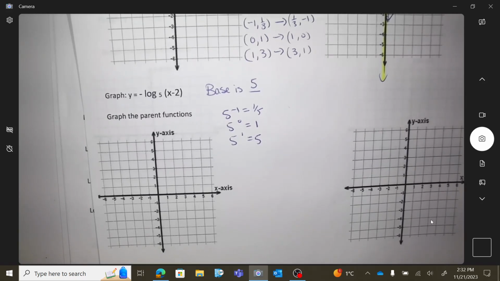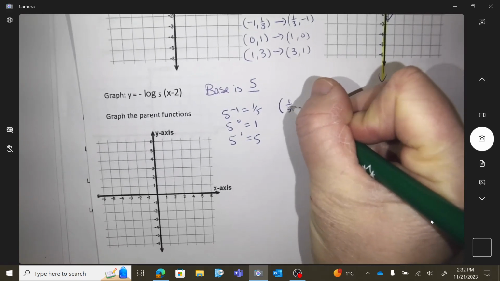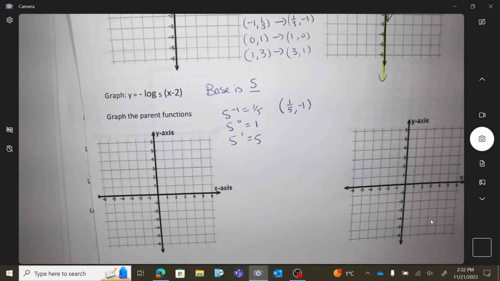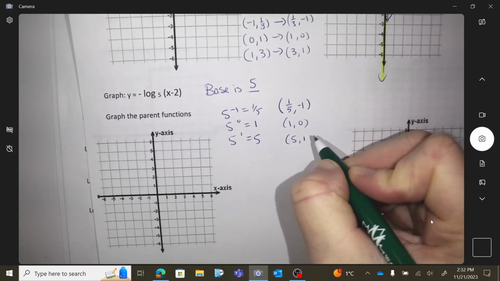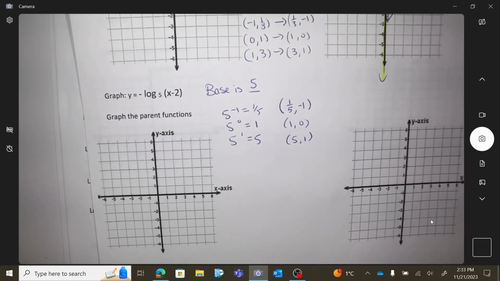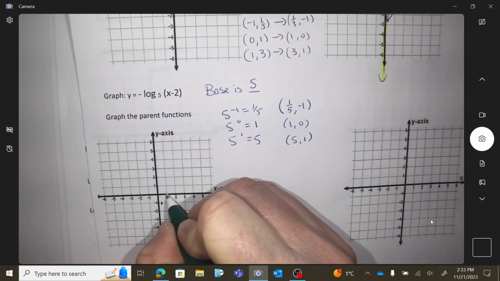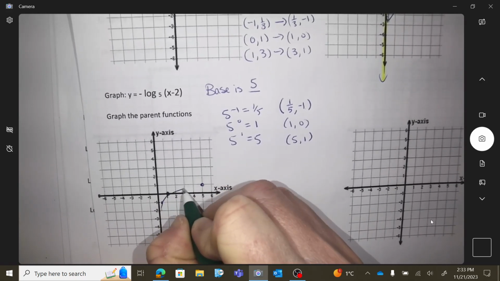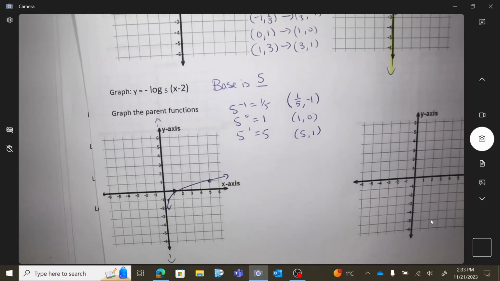Okay, because I'm going to be doing a log graph, I'm going to write the coordinate output, comma, input, like that. I'm going to write it results, comma, exponent. So I'm just writing it the flipped around way that we did yesterday. 1, 0, and 5, 1. Okay, and the reason is when we do logs, the answer, the output, is always the exponent. Okay, so that's what that would look like.